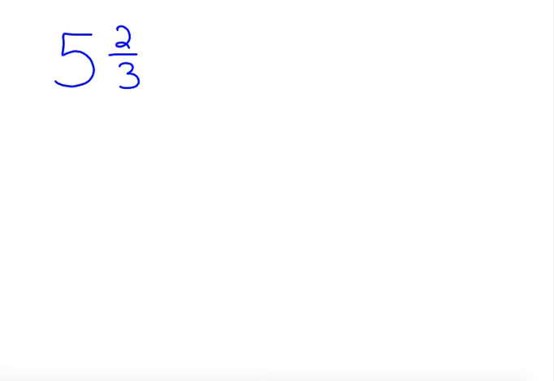So I'm going to do 3 times 5 is 15, and then I'm going to add in the numerator. So 3 times 5 is 15, add in 2 equals 17, and the denominator stays the same, so that is 17/3.